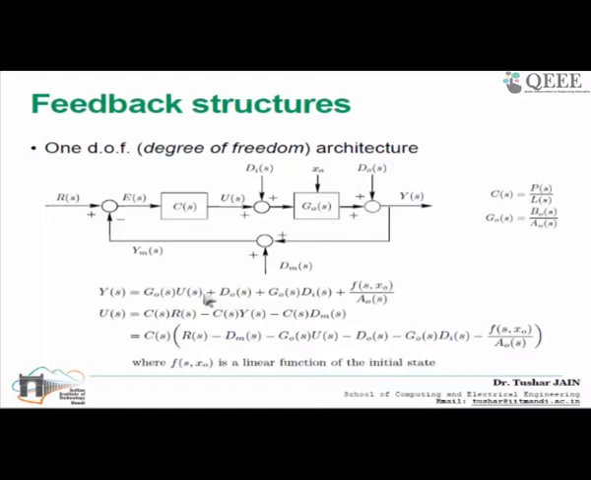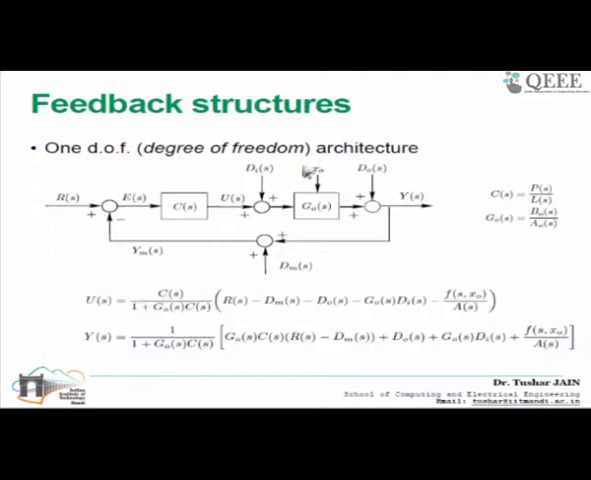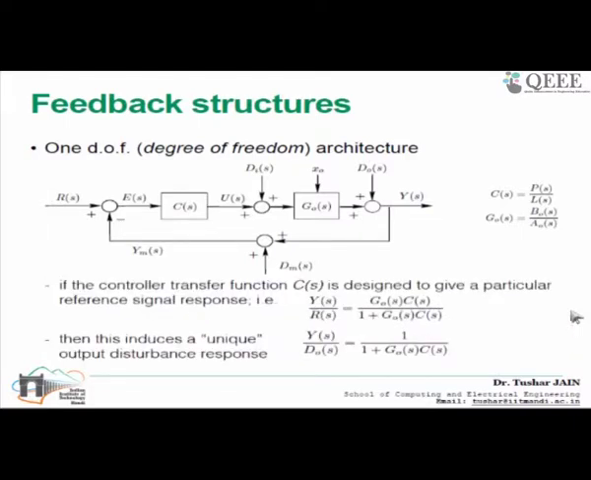You would get your Y of S in terms of all the external variables, right? And the external variables are what? R of S, D I, D O, D M, and this initial condition. So this is what has been computed here, U of S and Y of S with respect to all the external variables R, D M, D O, D I, and the initial condition X. So now here you can also see why it is called a one degree of freedom controller.